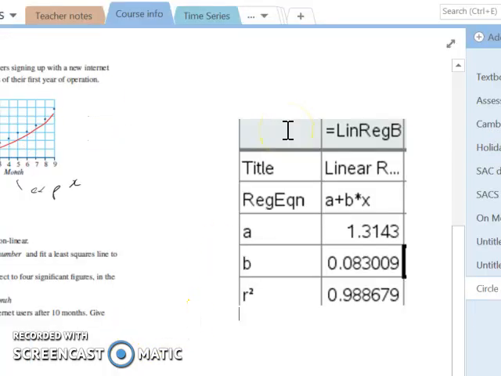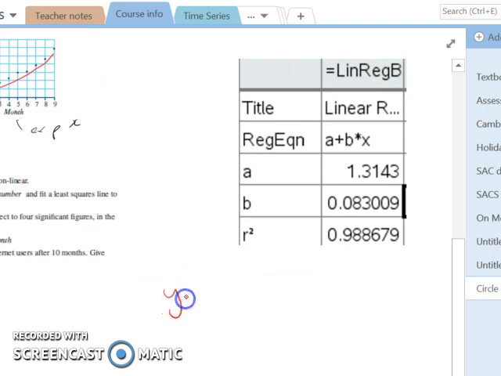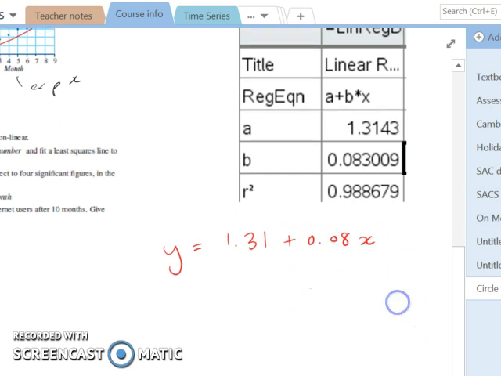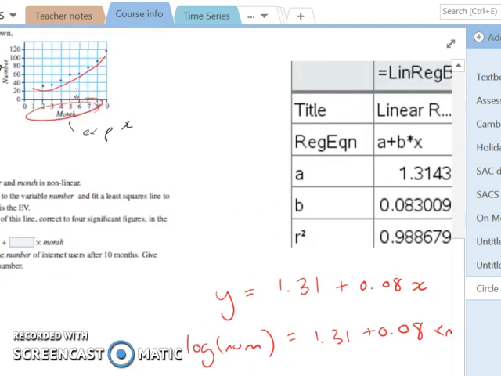Okay, so that's what our CAS gives us. And what does that mean? It means that y equals 1.31 corrected to 2 decimal places plus 0.08x correct to 2 decimal places. But what is this y value now? It's log number, isn't it? Log number equals 1.31 plus 0.08. And what was my x value? It was month. Your x is whatever's on the bottom.